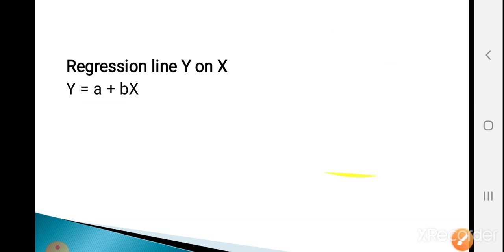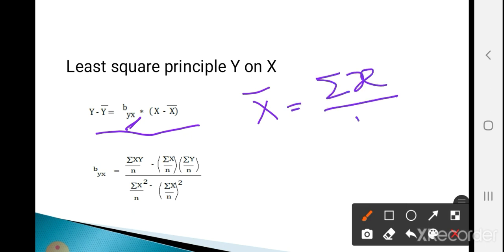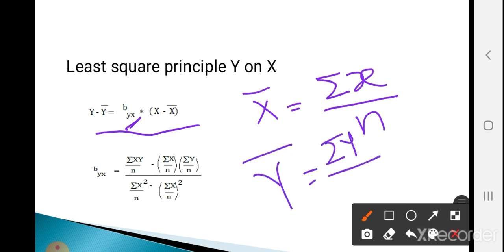The least square principle for y on x is y minus y bar is equal to byx into x minus x bar, where byx is the regression coefficient y on x, x bar is the arithmetic mean of the x variable and y bar is the arithmetic mean of the y variable. How do we calculate x bar, y bar and byx? X bar is calculated as the sum of all observations of x divided by n, the total number of observations, and y bar is calculated as summation y upon n, where n is the number of observations.